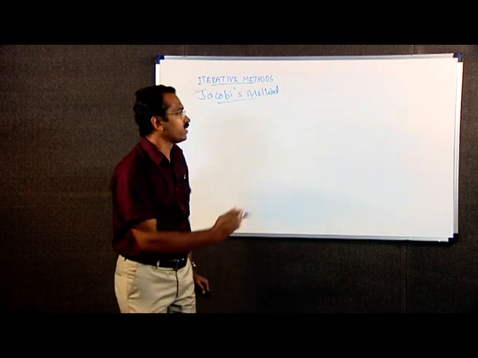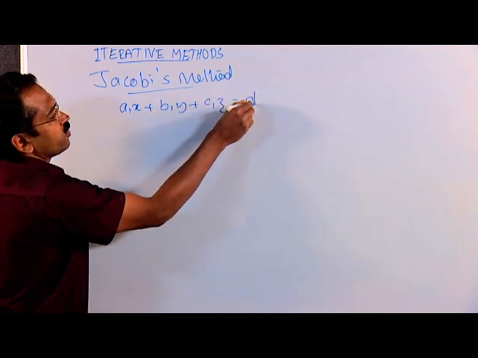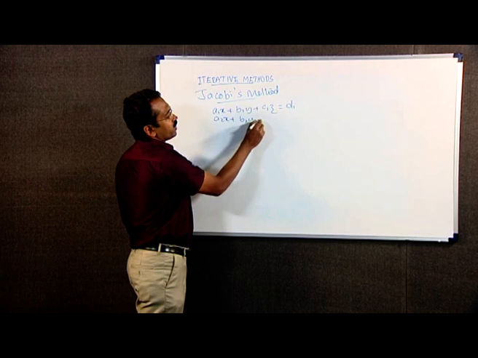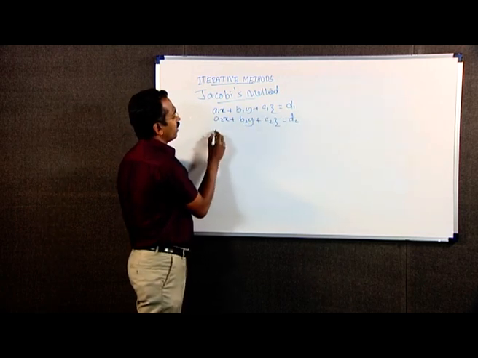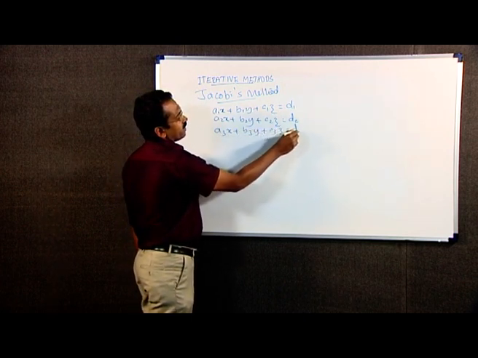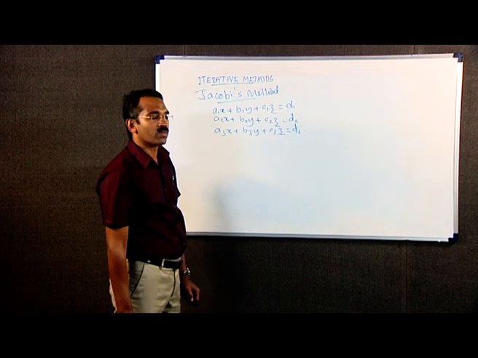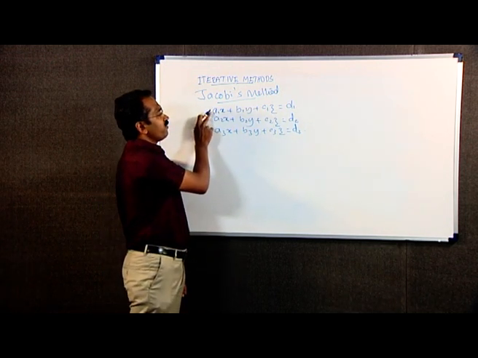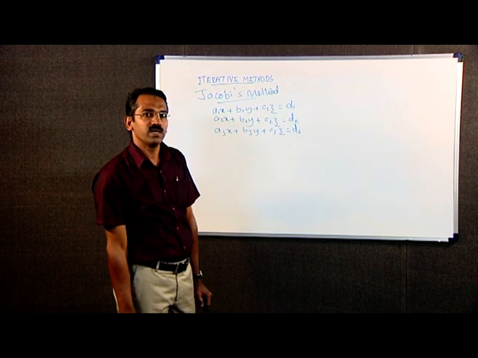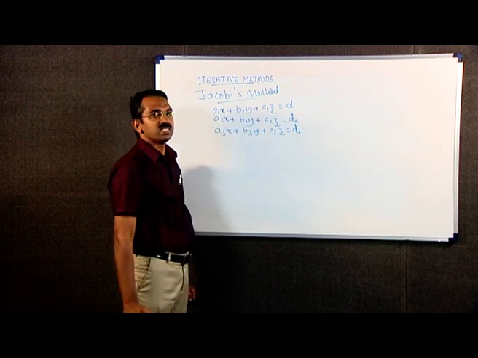Consider the system a1x plus b1y plus c1z is equal to d1, a2x plus b2y plus c2z is equal to d2, and a3x plus b3y plus c3z is equal to d3. A system of three equations in three unknowns. If the coefficients a1, b2 and c3 are large as compared to the other coefficients, we can solve the system by Jacobi's method.